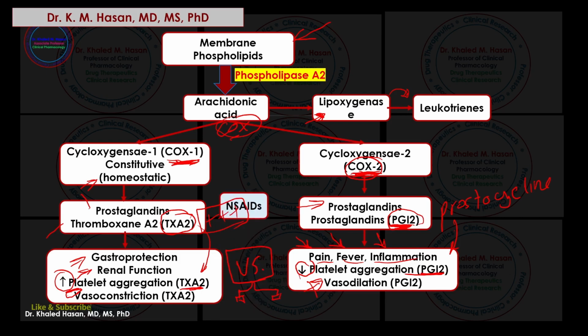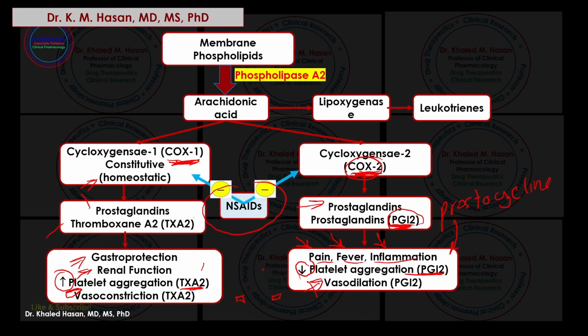Okay, what happens when you prescribe an NSAID? The patient suffers from pain, fever, or inflammation, and you prescribe an NSAID to your patient. What happens there? We try to figure it out from the slide. The NSAID inhibits cyclooxygenase 1 and 2. NSAIDs in general are non-selective, inhibiting both cyclooxygenase 1 and cyclooxygenase 2.